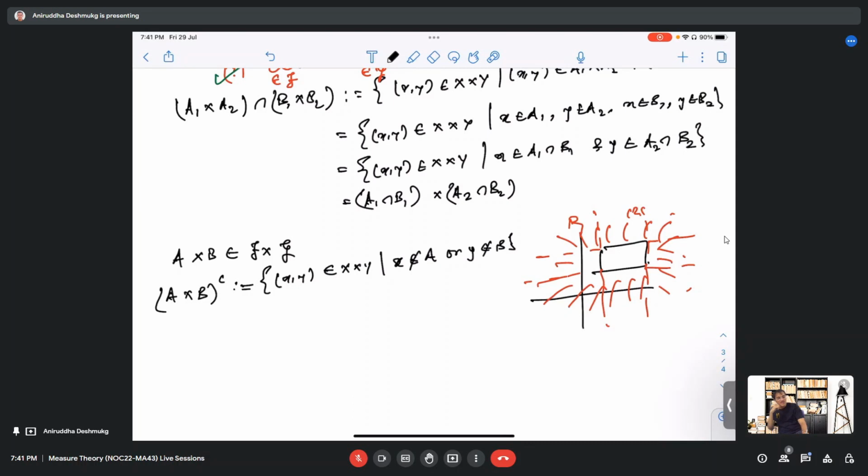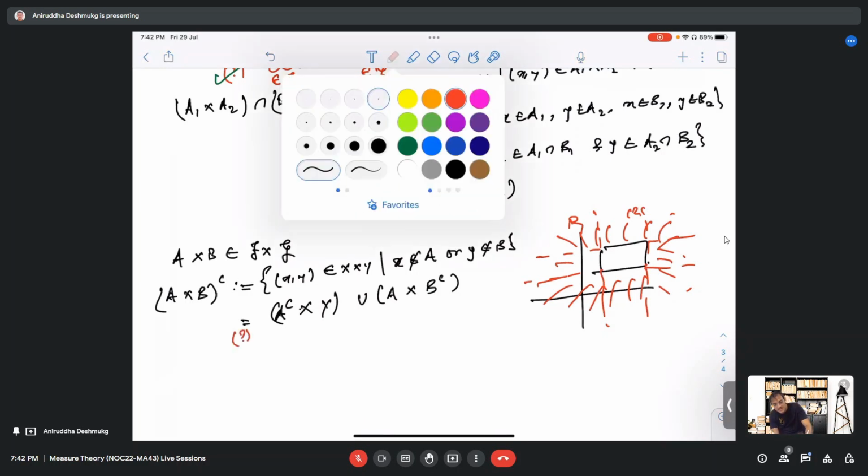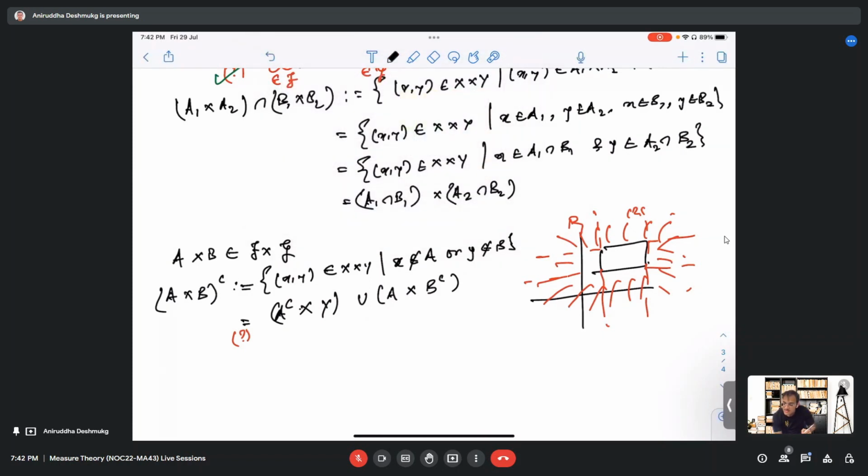Yes, sir. Okay. So this basically looks like a union. You tell me whether whatever I am writing is correct or not. Can I write this as A complement cross Y union A cross B complement? Sir, in this way x will be in both A complement and A. No, I am writing union, not intersection.